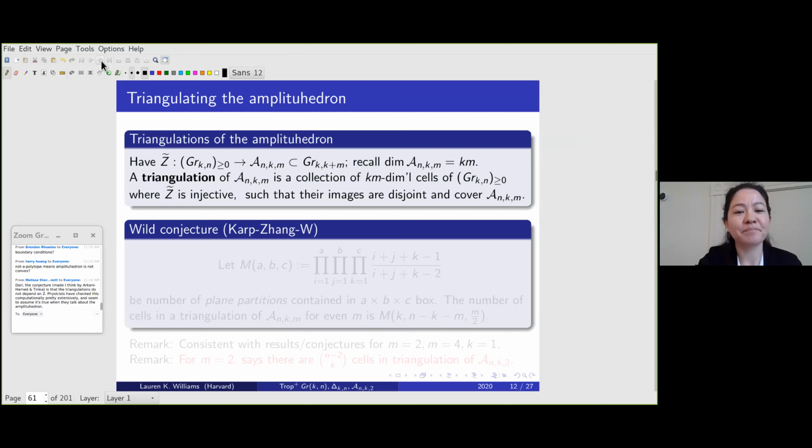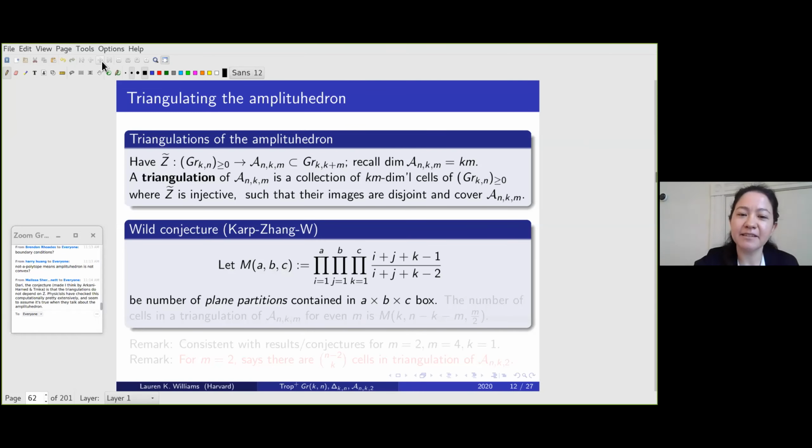And now let me mention this wild conjecture that we wrote down in a paper with Stephen Karp and Yan Zheng. So let M(a, b, c) be this pretty product formula that will be familiar to many of you.